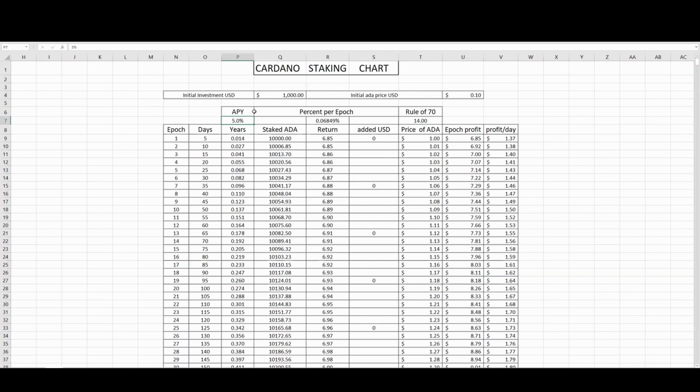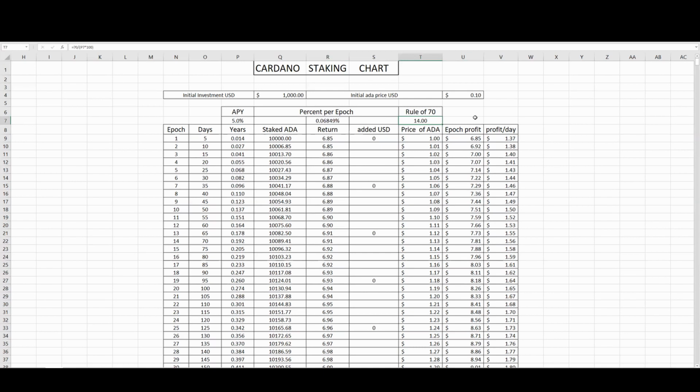The next item is APY, which is your annual percentage. Based on this percentage rate, I will earn 5% of my staked ADA per year. However, it is important to note that this interest is compounded every epoch, or 5 days. So what you need to do is calculate your percentage per epoch, which is simply your annual percentage rate multiplied by 5 and then divided by 365 to convert from percentage per year to percentage per epoch.